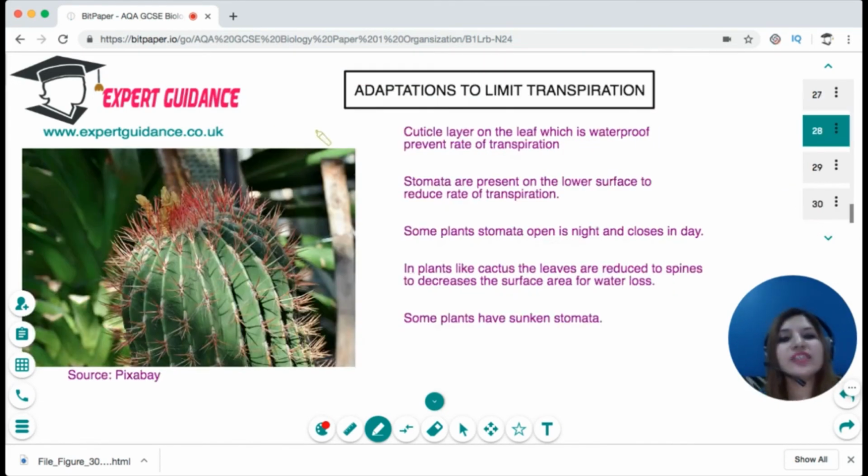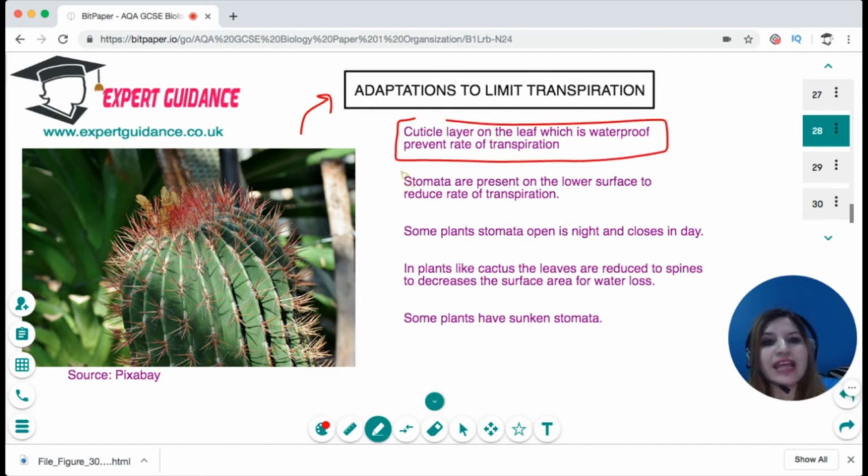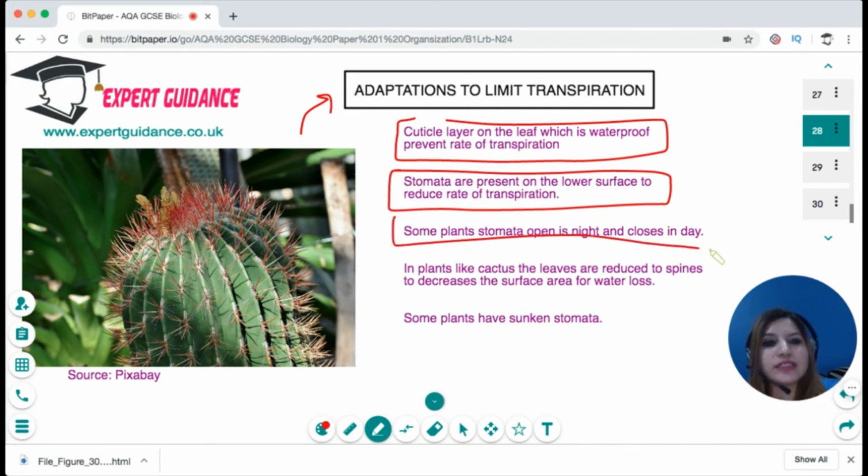Okay, now transpiration is a necessary evil. Why? Because transpiration is required for the uptake of water, but it can also cause the plant to unnecessarily lose water and wilt, they can droop. So plants have adaptations to limit water loss. They are covered with a cuticle layer, which is waterproof and reduces the rate of transpiration. They have stomata on the lower surface that reduces the rate of transpiration. Some plants' stomata open at night and close during the day. In some plants like cacti, the leaves are reduced to spines that limit water loss. And some plants have sunken stomata, where the stomata are in pits with humid air around them that prevents transpiration.